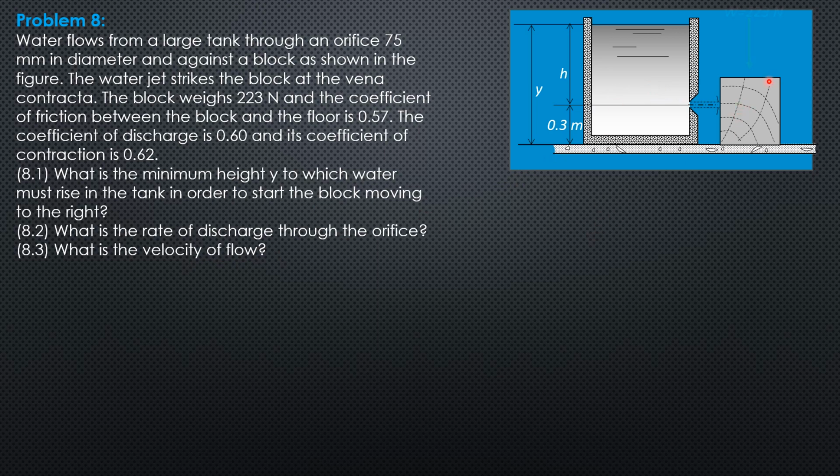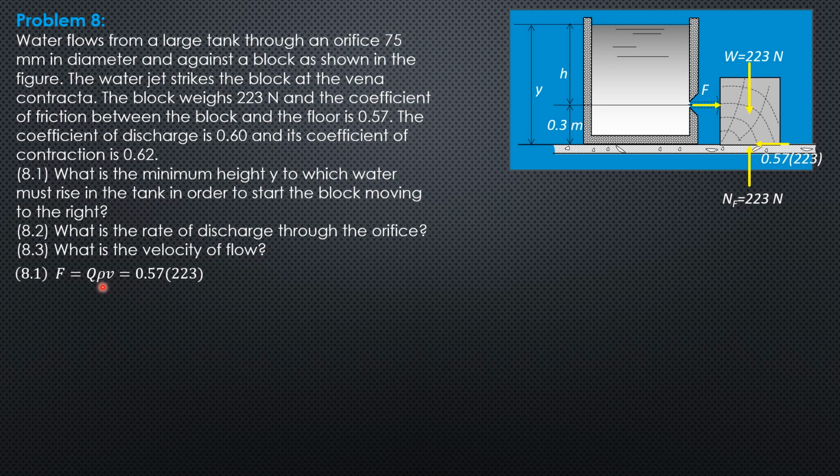The weight of the block is 223 newtons, so the normal reaction would also be 223. Then the dynamic force, supposedly denoted by F, is Q rho V. And the frictional resistance must be equal to that, 0.57 times 223. So F is Q rho V, or 0.57 of 223.